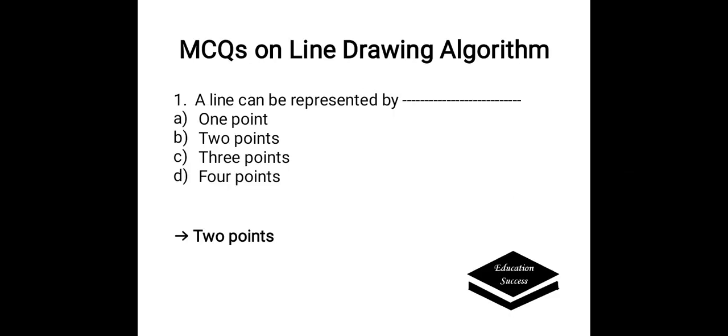A line can be represented by options are 1 point, 2 points, 3 points, 4 points. Correct answer is 2 points. A line can be represented by 2 points.